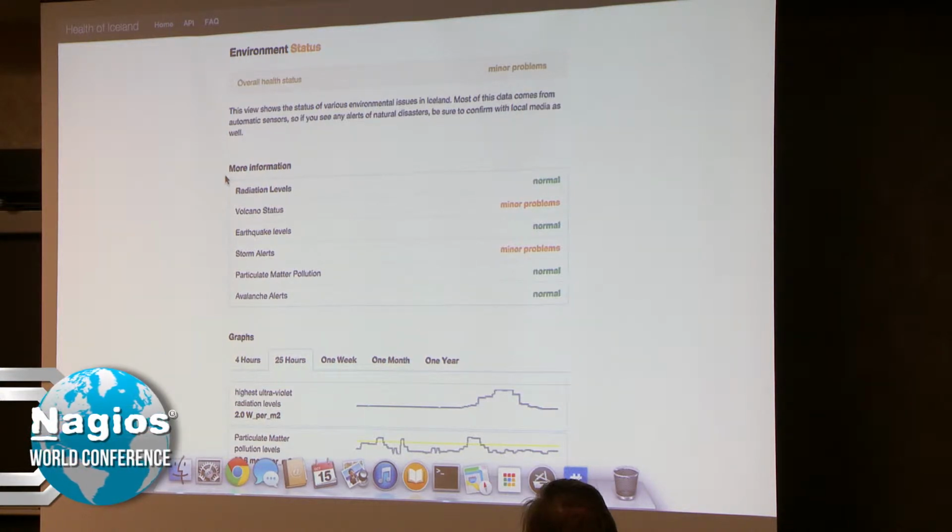We see here earthquake levels are normal. They were not this morning. There were a lot of earthquakes this morning. And there's currently a storm alert for the country. So I would say right now maybe it's not the best place to be if you have both storms and volcanoes, but right.